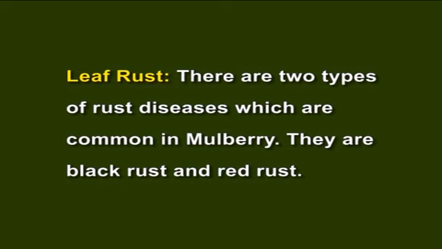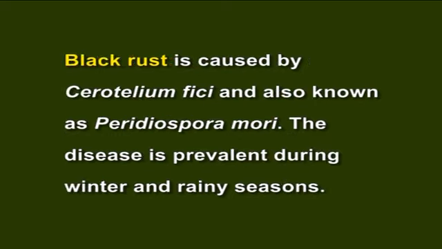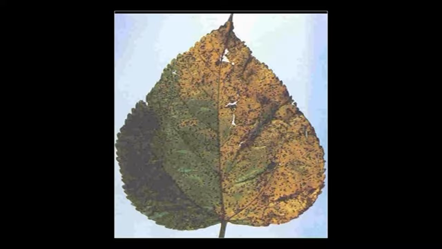Leaf rust. There are two types of rust diseases which are common in mulberry. They are black rust and red rust. Black rust is caused by Cerotelium fici and also known as Peridiospora mori. The disease is prevalent during winter and rainy seasons. The symptoms of black rust disease are circular pinhead-sized blackish brown spots.